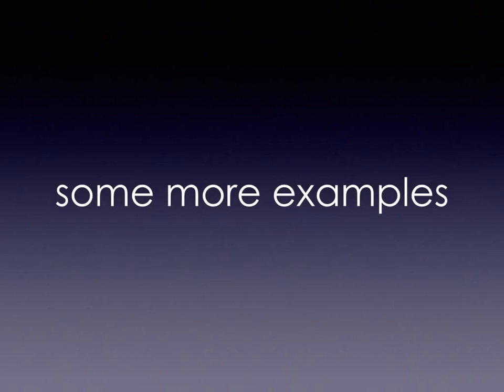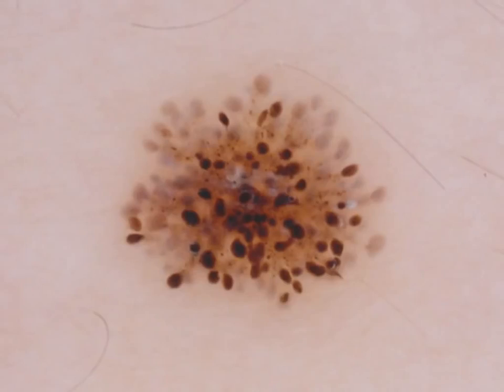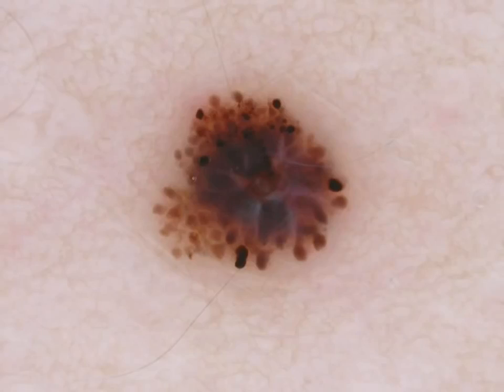Some more examples. This is a congenital nevus that shows brown to brown-gray regular globules. Instead, in the spitz nevus, we can also see brown and gray globules, but additionally we can see black globules. Another example of a congenital nevus showing brown to brown-gray globules. In this case of melanoma, we also see brown globules, but again additionally we can see the presence of black globules.